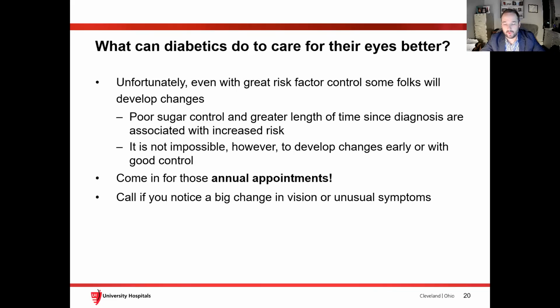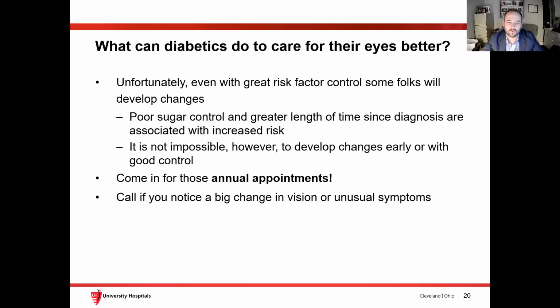Now, with good risk factor control of diabetes and high blood pressure, there are still some folks that are going to develop changes. Those same studies have shown that poor sugar control and a greater length of time since diagnosis of your diabetes are associated with increased risk. That risk is usually most prevalent around 20 years of diabetes, but I've seen folks with diabetes for a year that have changes, and I've seen folks with diabetes for 35 years that don't have changes. So no two patients are alike.